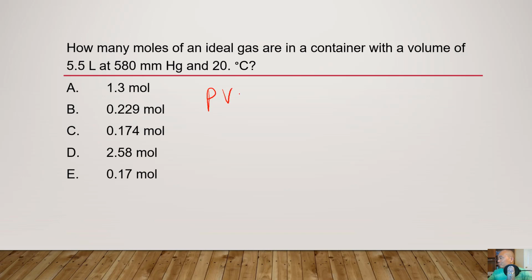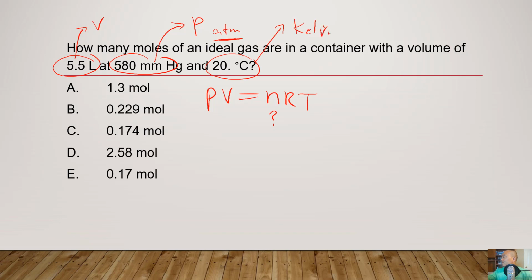PV is nRT. We need to find out how many moles of gas you have. Do we have P? Yes, we do have P, but remember, this P must be converted to atm. And volume is given as well. Temperature must be converted to Kelvin. So this T is given. The only thing is we need to convert them to the correct unit.